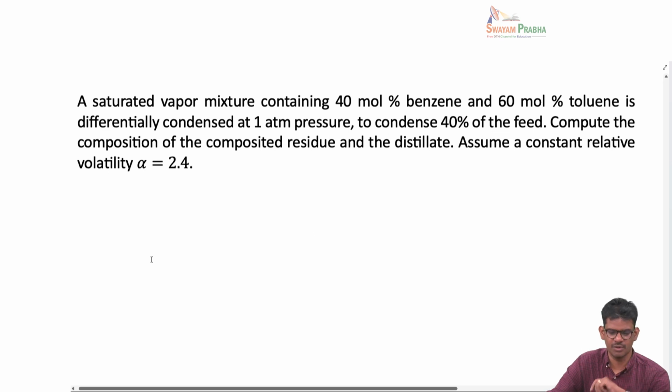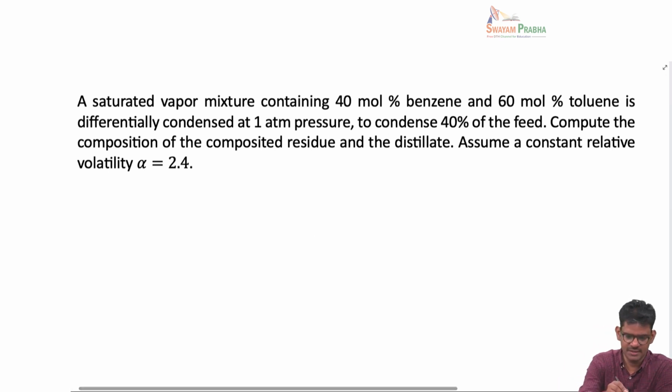Okay, so this is a problem of differential condensation. So that's the key. Differential condensation.